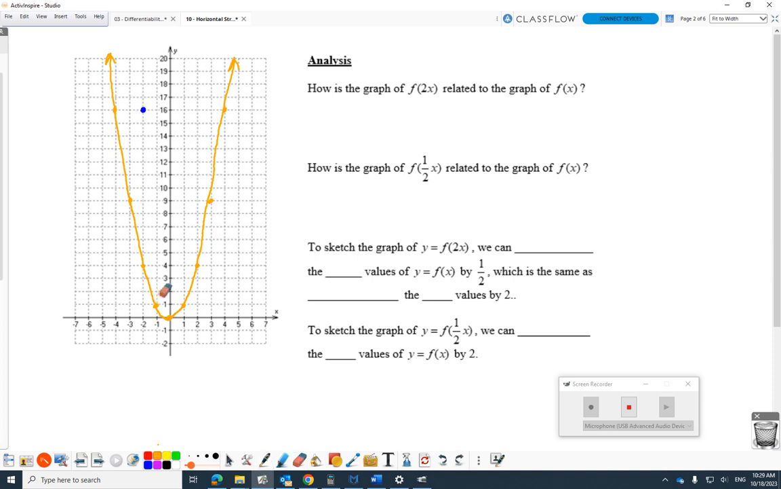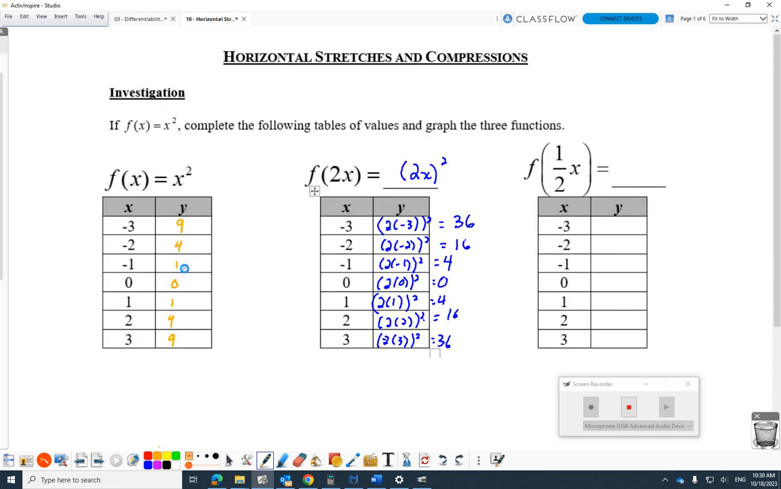Oh, goodness gracious. What was the next point? (-1, 4). (0, 0). (1, 4). And (2, 16) is the last one that fits on my page.